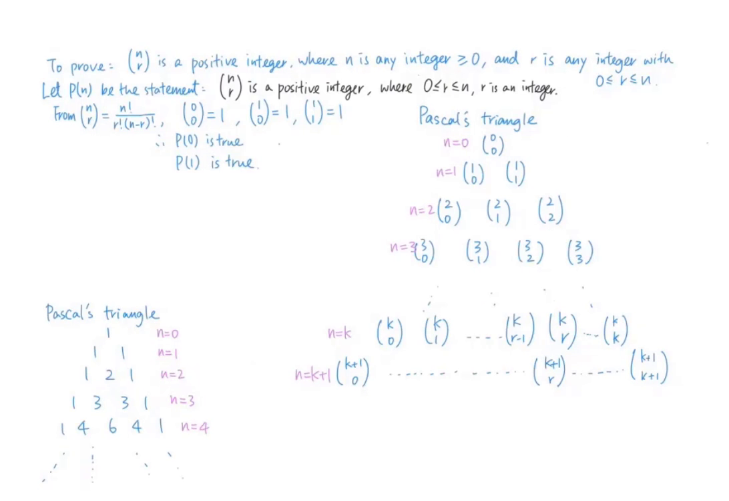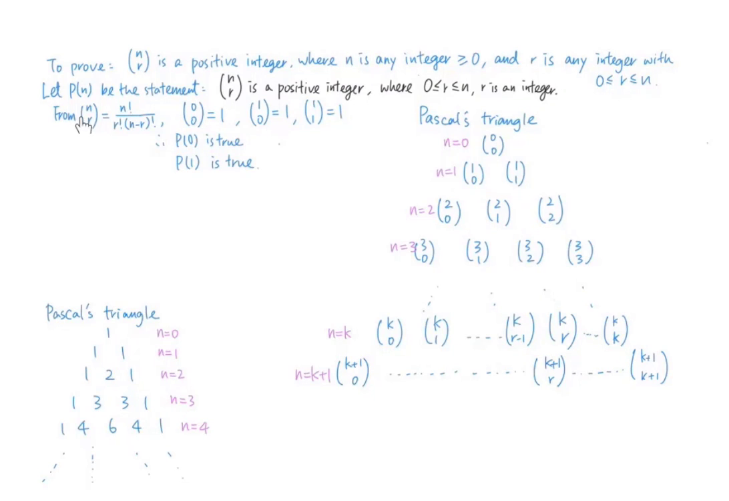Let us state again. We want to prove that the binomial coefficient n choose r is a positive integer, where n is any integer greater than or equal to 0, and r is any integer greater than or equal to 0 but less than or equal to n. So here, both n and r are changing.